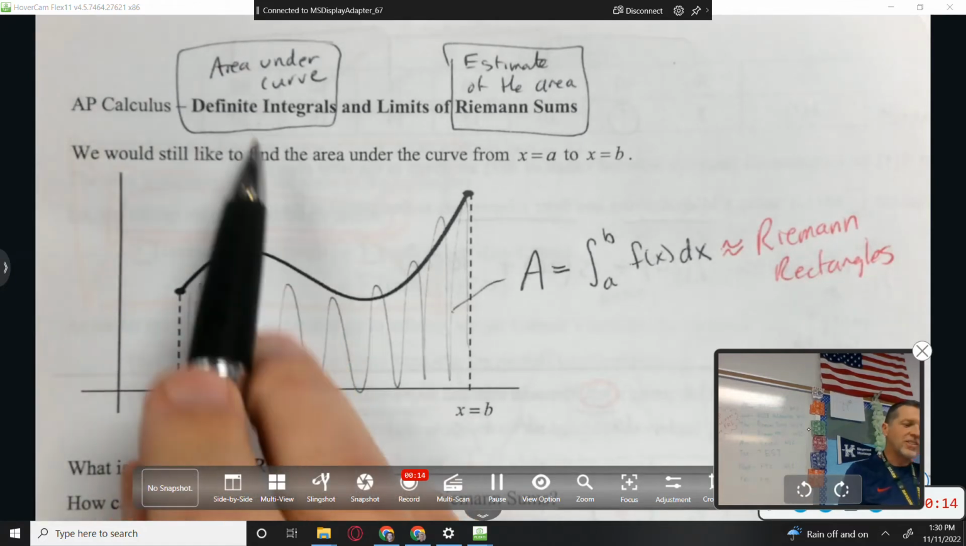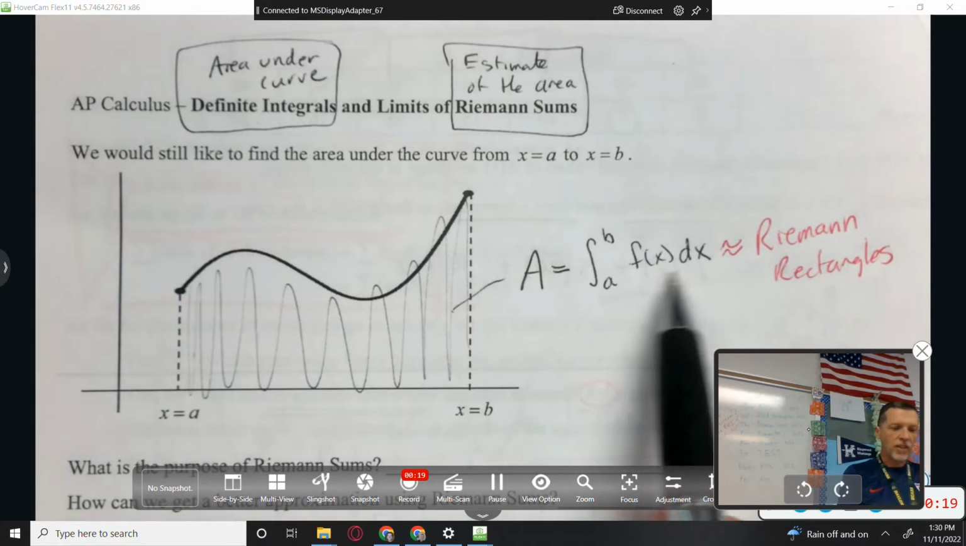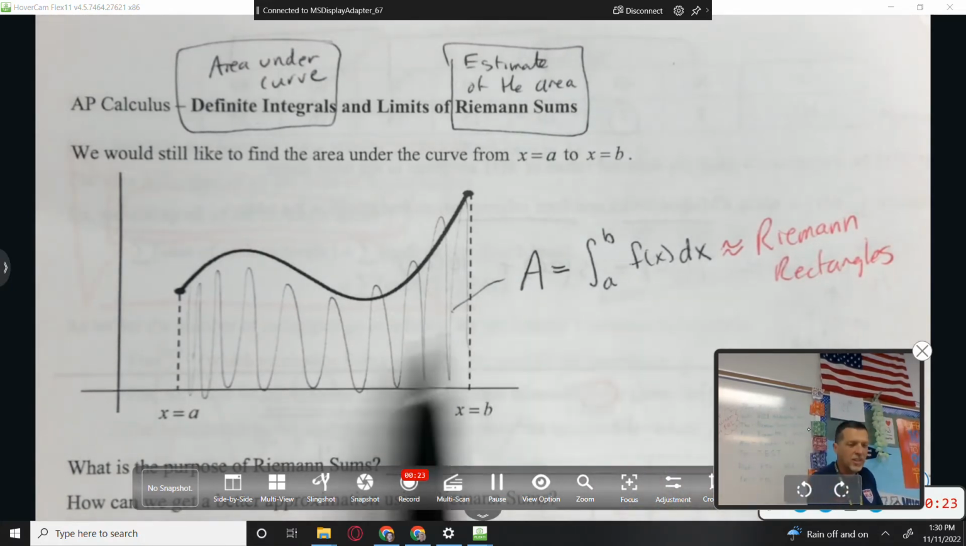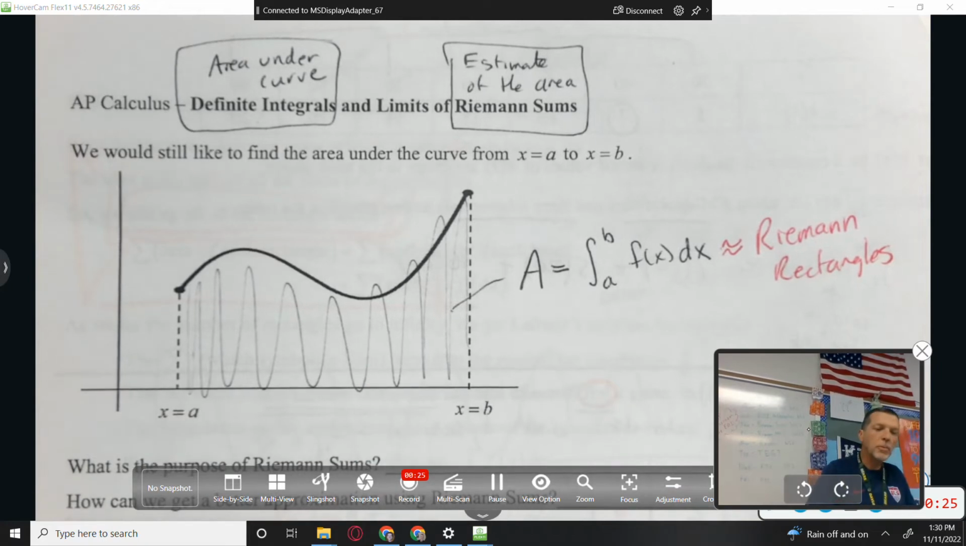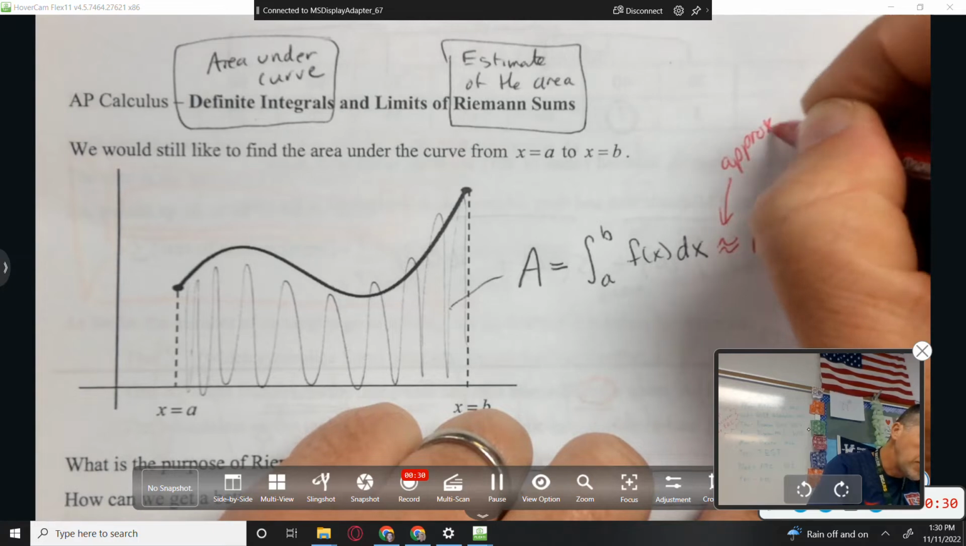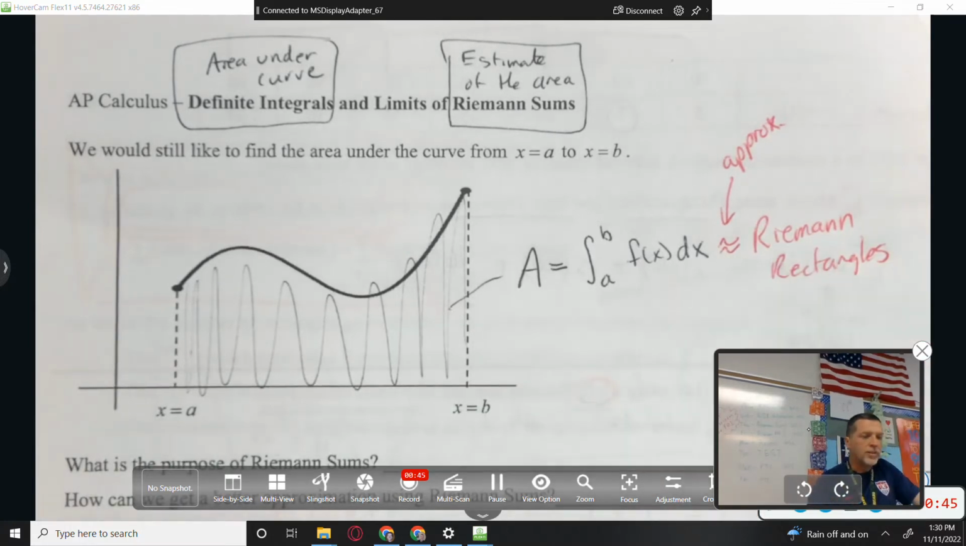Definite integral is the actual area under the curve. So the integral from a to b of f of x dx, even though we don't really know how to evaluate that yet, that represents that area. We can approximate that, estimate that, with rectangles or trapezoids. And we can do left rectangles or right rectangles or midpoint rectangles. We could do all of the above. We could shove more rectangles in there to make it more accurate. But whatever we do, it's an approximation.